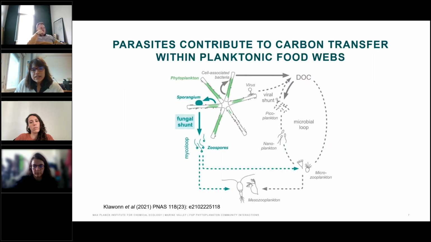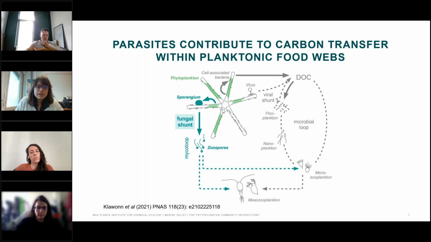I want to emphasize that these parasites really contribute to the carbon transfer in these food webs because they will interact with the cells. They will also interact with bacteria. You have here an example of the fungal shunt, a new concept that was published last year, showing that the parasites really contribute to bringing some carbon back into the food webs, not only by infecting, but because infected cells can be eaten by the grazers, and then of course contribute to this food web.